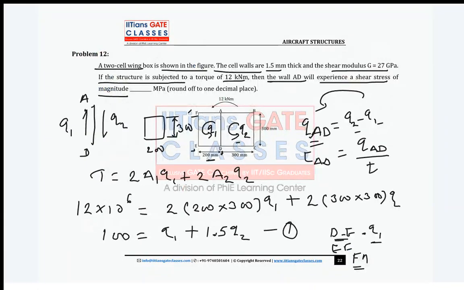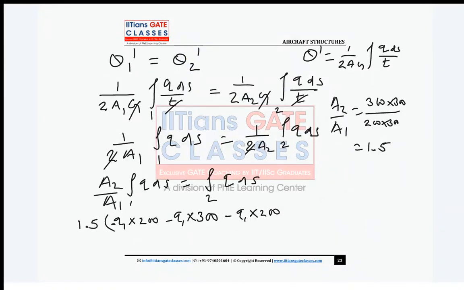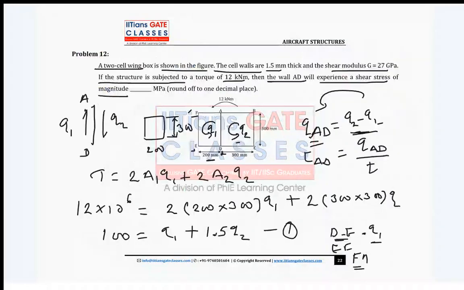Now guys, A to D. What is the shear flow A to D? It is Q2 minus Q1. If we are going A to D, so it is plus Q2 minus Q1. And what is the length? 300. Okay, so this is the right hand side. Now left hand side, which means section 2. For section 2, we are starting from A.